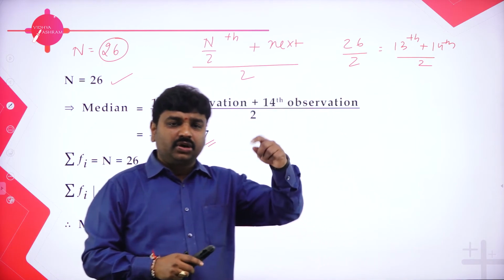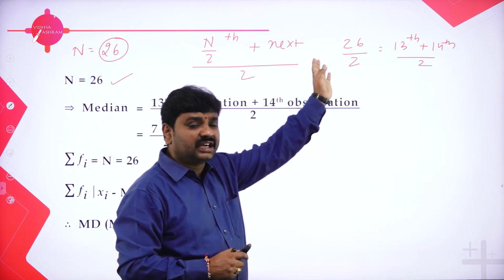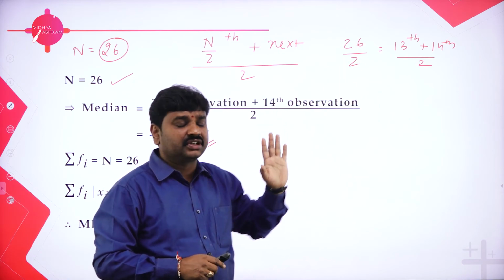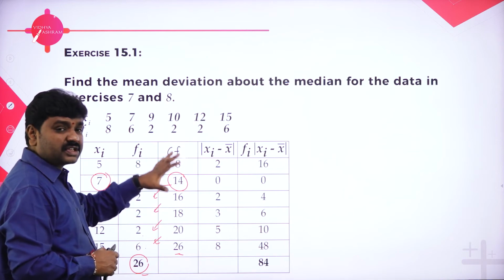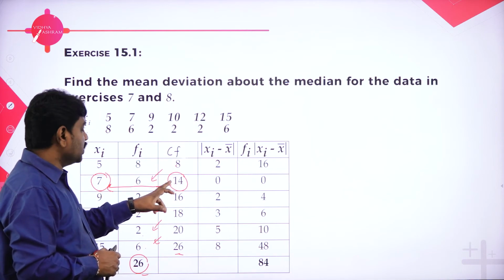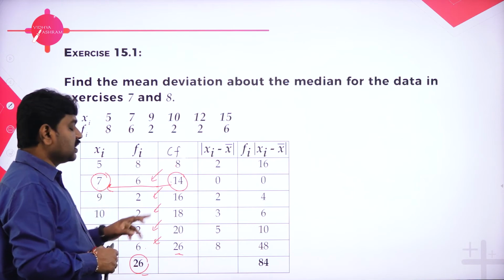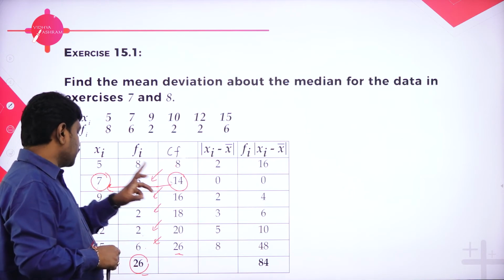average. So now n by 2 means 26 by 2, which is 13. You take the average of the 13th and 14th observations. 13 and 14 are inside the 14, so go to the cumulative frequency. Where is 13? 13 is inside the 14. So see this column, 7 is there. The 14th observation is also 7.